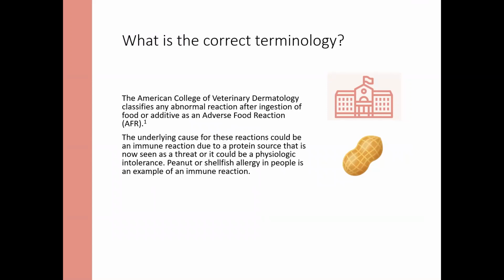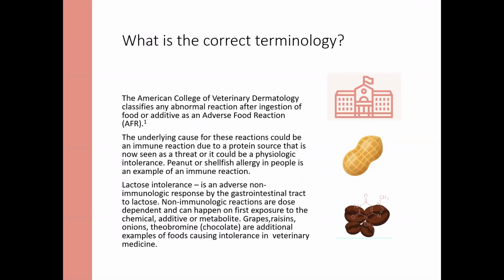Peanut or shellfish allergy in people is an example of an immune reaction. Lactose intolerance is an adverse, non-immunologic response by the gastrointestinal tract to lactose. Non-immunologic reactions are dose-dependent and can happen on first exposure to the chemical, additive, or metabolite. Grapes, raisins, onions, and chocolate are all additional examples of foods that can cause intolerance in veterinary medicine.